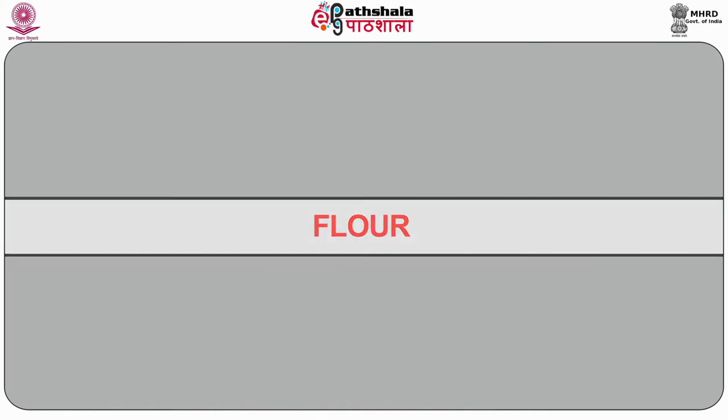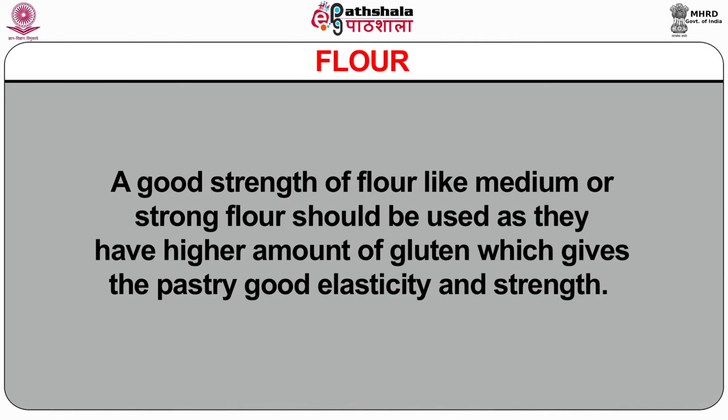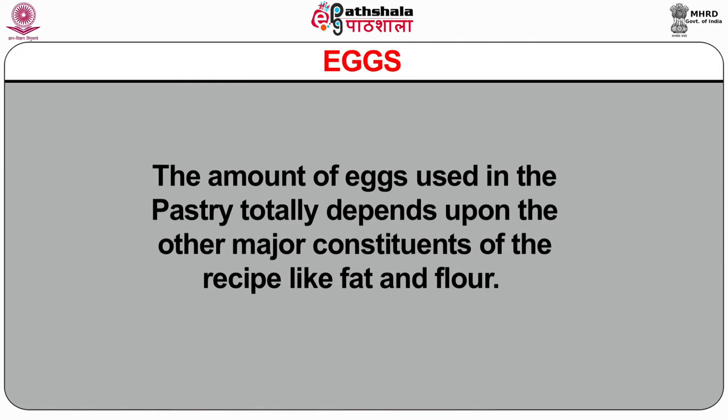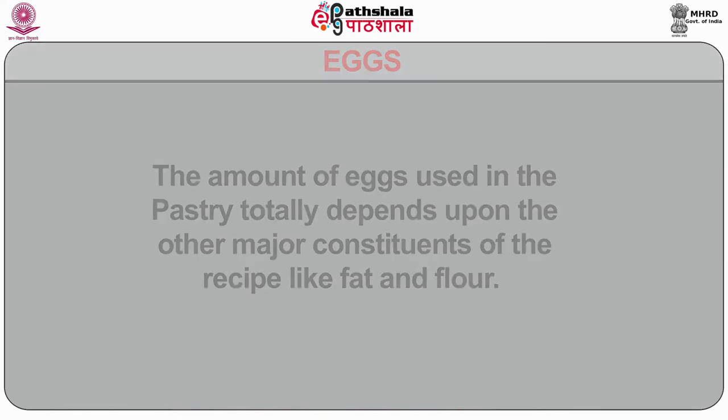Flour. A good strength of flour, like medium or strong flour, should be used, as they have higher amount of gluten, which gives the pastry good elasticity and strength. Eggs. The amount of eggs used in the pastry totally depends upon the other major constituents of the recipe, like fat and flour. Fats. The only use of fat in the pastry is to impart flavor to the final product.